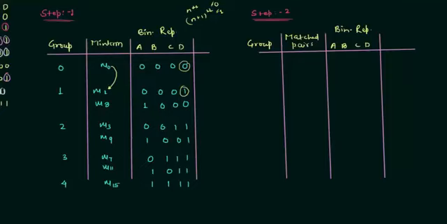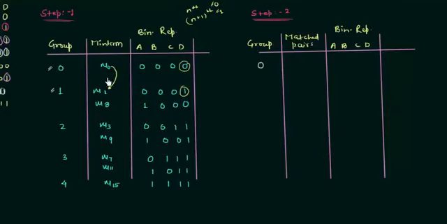So group number 0 will have all the matched pairs when we compare group number 0 with group number 1. In the same way, group number 1 will have all the matched pairs when we compare group number 1 with group number 2, and so on. You will get a clear view once we start filling this table.